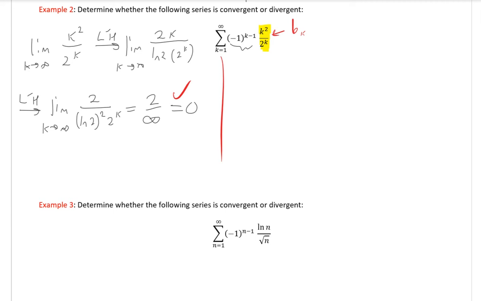Now for the other half, we need to show decreasing. Again, you can do this by showing b sub k plus 1 is less than b sub k. Or there's another way you can do it. You can instead consider the function according to this, which would be x squared over 2 to the x, and instead consider the derivative. If you find the derivative of this and determine where it is negative, that will show where it's decreasing.